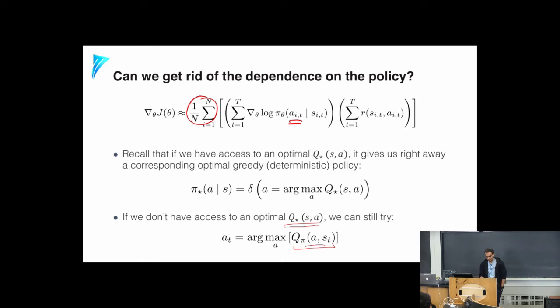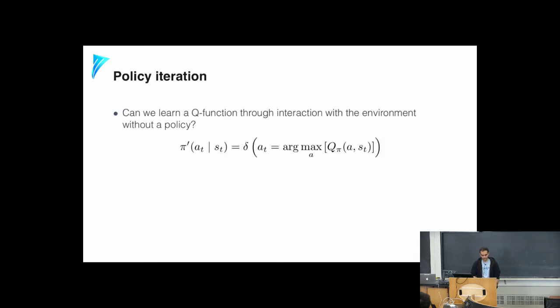So if I select action a_t according to this argmax, I can get some sort of policy pi prime. So can anyone say how pi prime relates to pi? Is it identical? Is it better? Is it worse?